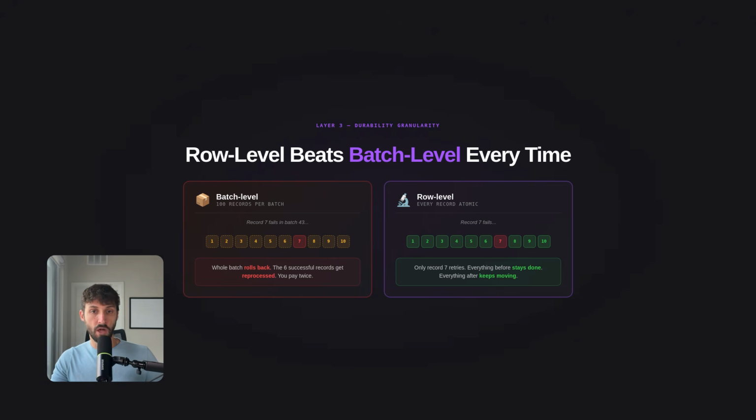Every transition is logged with a timestamp and the agent that made it. So at any moment, I can look at the queue and know exactly how many records are done, how many are in flight, how many are stuck, and how many have been escalated to the next tier. This is row level durability, and it matters.